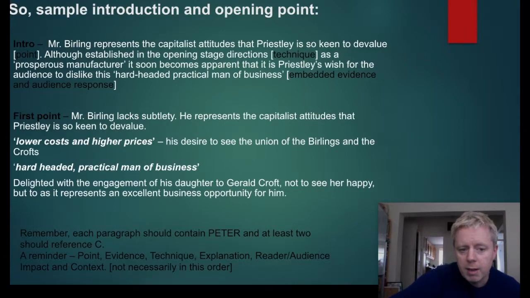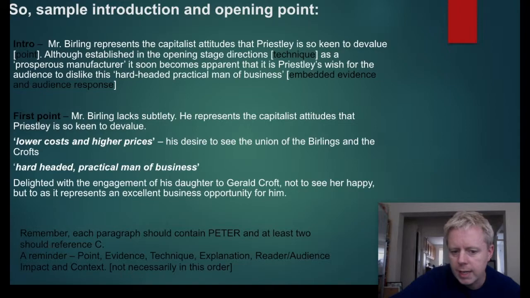First point: Mr. Birling lacks subtlety. He represents the capitalist attitudes that Priestley is so keen to devalue. Some quotations: lower costs and higher prices. This represents his desire to see the union of the Birlings and the Crofts. Hard-headed practical man of business. This is referenced three times in close succession in the play itself. Delighted with the engagement of his daughter to Gerald Croft, not necessarily to see her happy, but as it represents an excellent business opportunity for him.